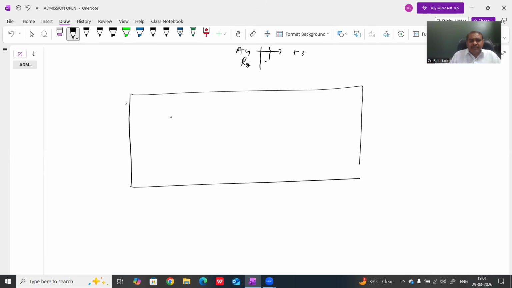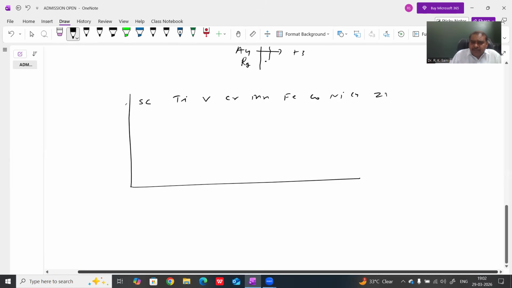The 3d series, the scandium series, starts from scandium, titanium, vanadium, chromium, manganese, iron, cobalt, nickel, copper and zinc, with atomic numbers 21, 22, 23, 24, 25, 26, 27, 28, 29 and 30. It is the 3d series.